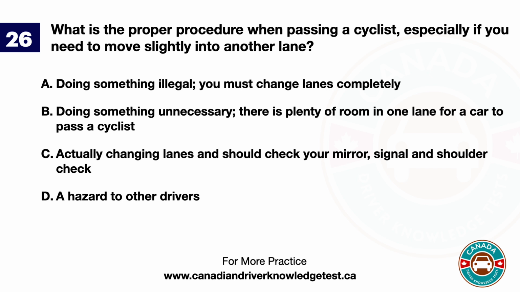Question 26. What is the proper procedure when passing a cyclist, especially if you need to move slightly into another lane? A. Doing something illegal, you must change lanes completely. B. Doing something unnecessary, there is plenty of room in one lane for a car to pass a cyclist. C. Actually changing lanes and should check your mirror, signal and shoulder check. D. A hazard to other drivers. The answer is C. Actually changing lanes and should check your mirror, signal and shoulder check.